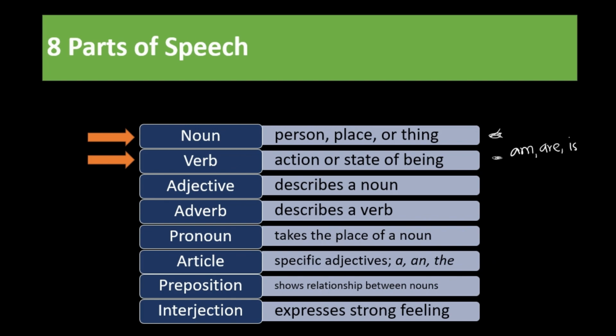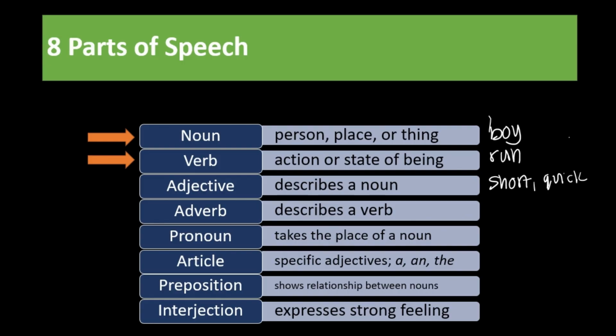So we have adjectives. Adjectives are words that are going to describe a noun. So let's say we had the noun boy and we had the verb run, my adjective is going to describe the noun. So I might say that it is a short boy or a quick boy. These adjectives are going to describe my noun.